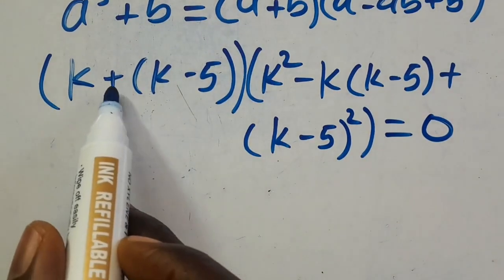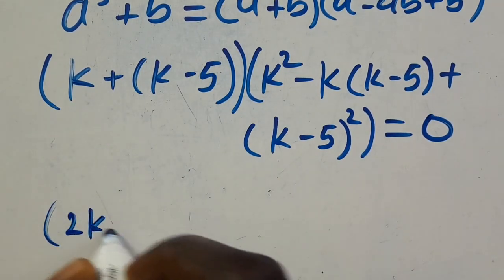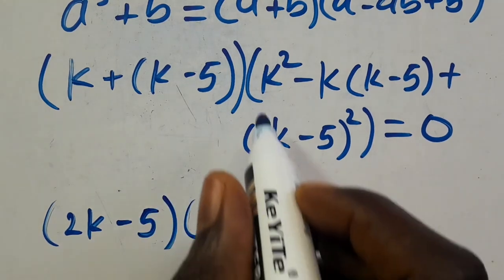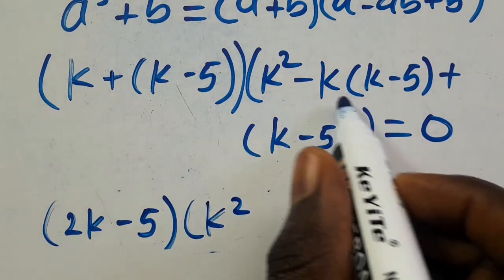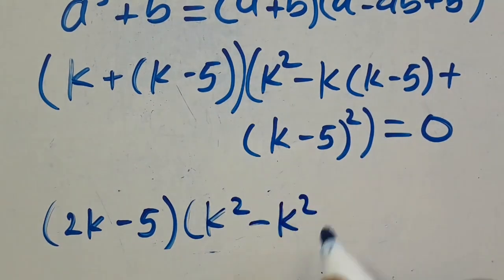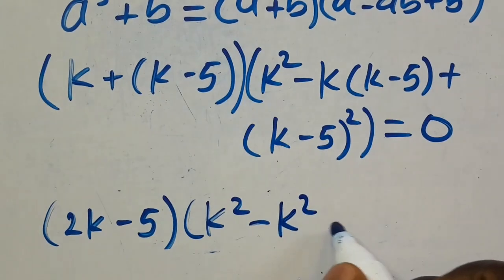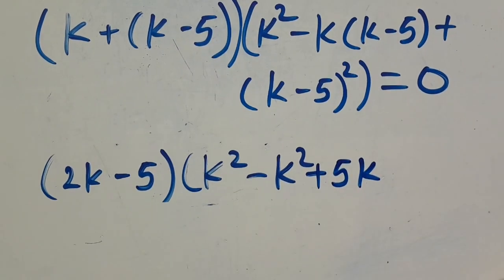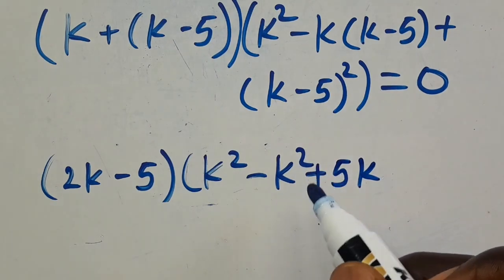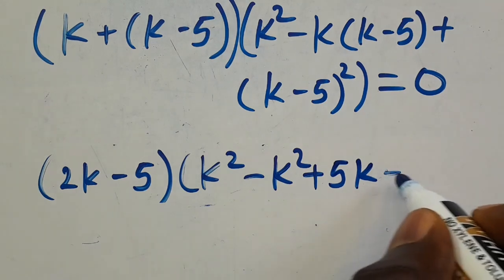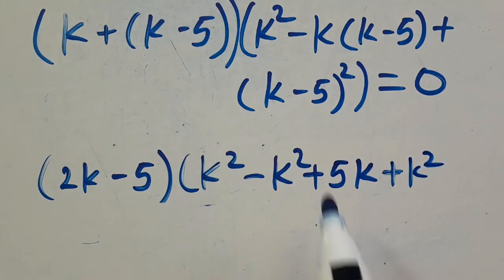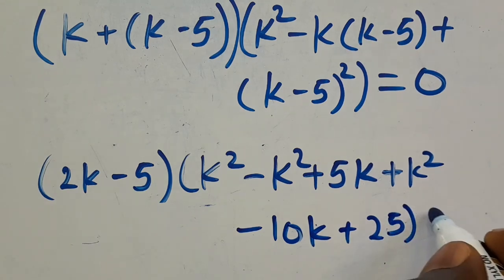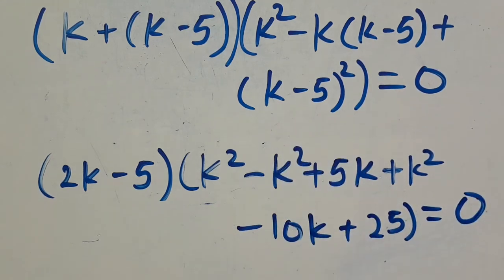So from here we have, open the bracket, this one will be 2k, then minus 5, close the bracket, open another bracket, multiplied by k squared. This times this will be minus k squared. This times this will be plus 5k. Then when you open this bracket, what we are going to have will be plus k squared minus 10k plus 25. We close it, then we set everything equal to 0 when you open this expansion.